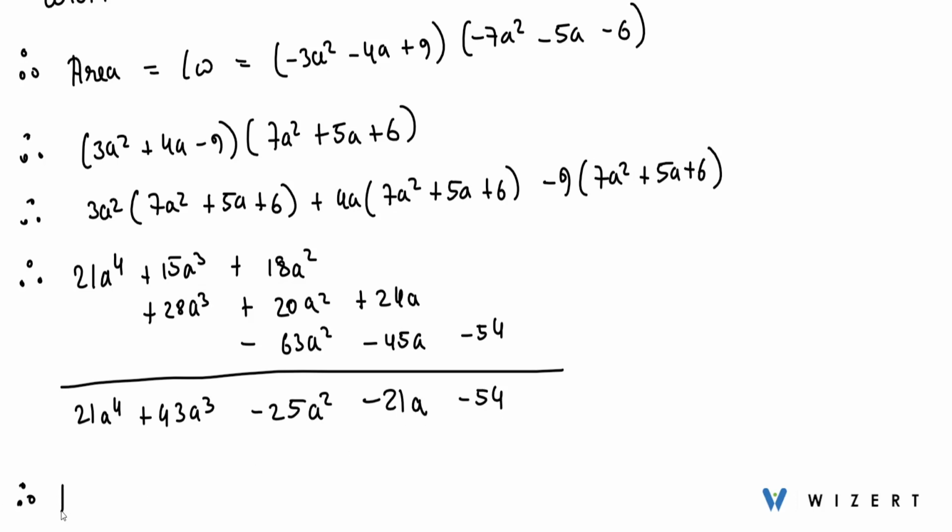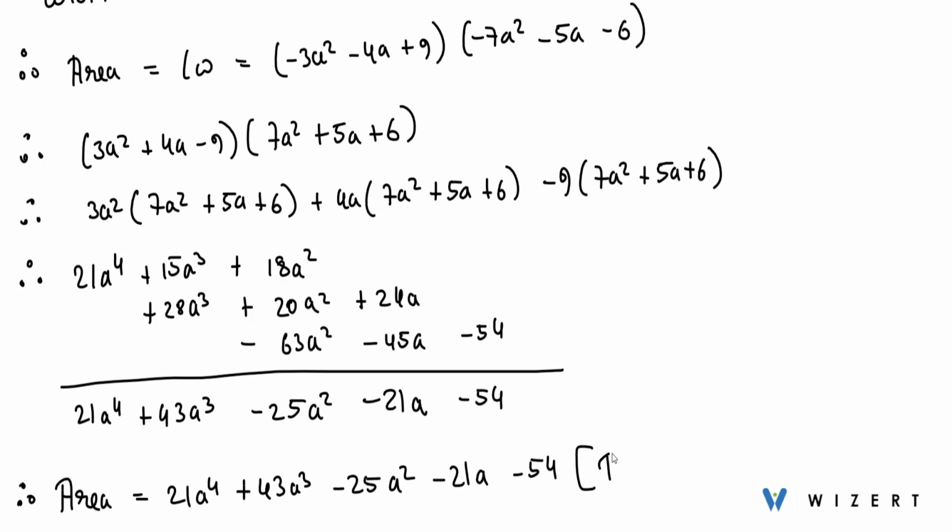Therefore, the area will be equal to 21a raised to the power 4 plus 43a cube minus of 25a square minus of 21a minus of 54. So this will be our final required answer. That's it.